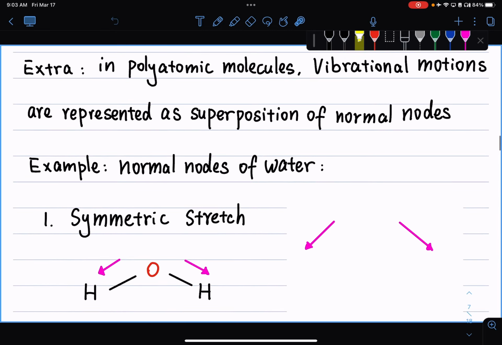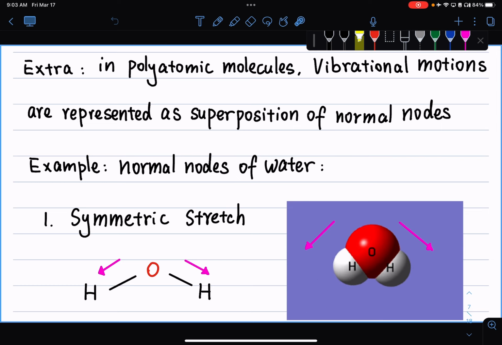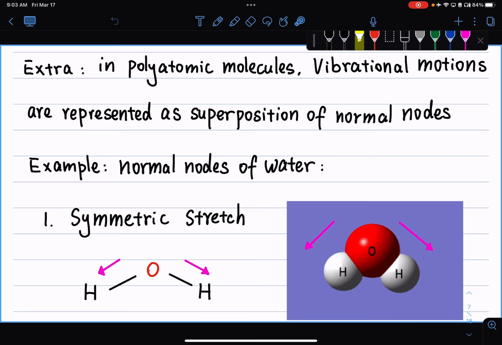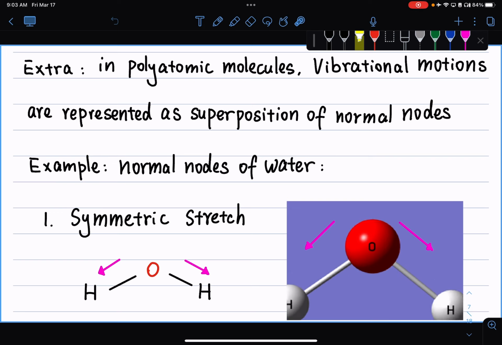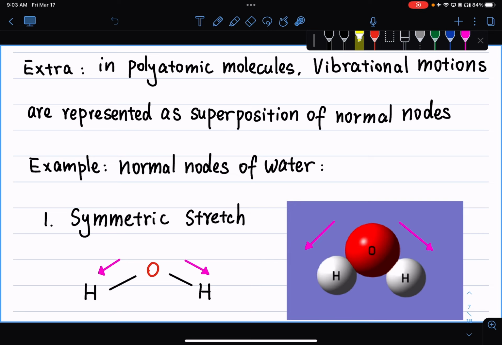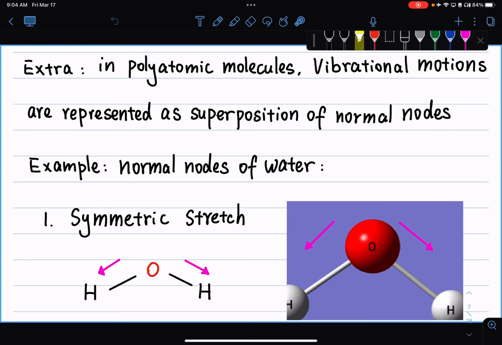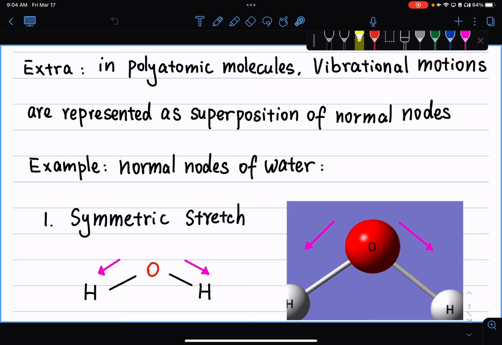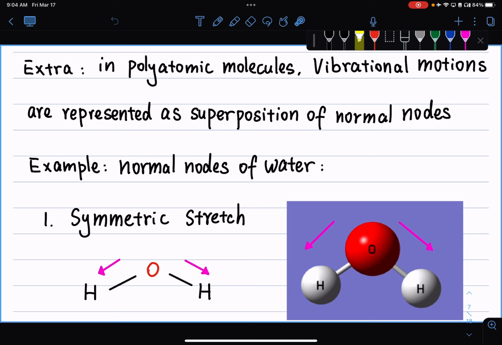And just as a quick extra item, this one is not on your final, so you can take a break if you like. But in polyatomic molecules, vibrational motions in general are actually a superposition of different normal modes. So when we say normal modes, depending on the symmetry of your molecule, you can have different single types of vibrational modes. And what we observe on the IR spectrum, on the overall spectrum, is actually an overlay of all these normal modes adding up together. So that's why spectroscopy is more complicated than it appears to be.